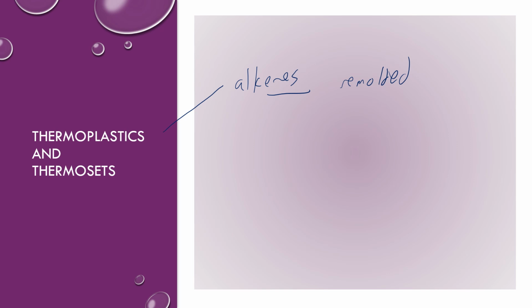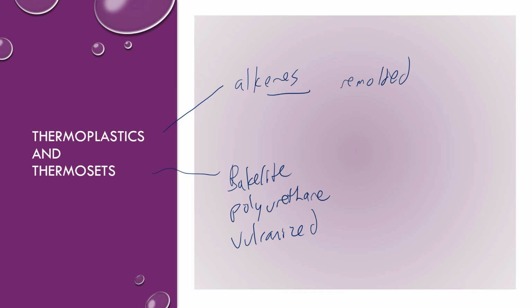Whereas when you have thermosets, there are different types of thermosets, but they basically, once you heat them for the first time and mold them the first time, they set and then they cannot be reformed. So they are irreversibly hardened. And some examples of that are things like Bakelite, polyurethane, and vulcanized rubber is a good example of that. Not all rubbers, but vulcanized rubber, when it's been hardened, is a thermoset.